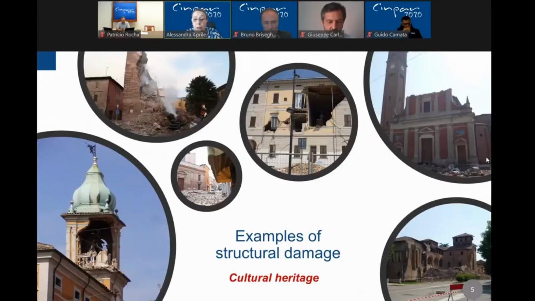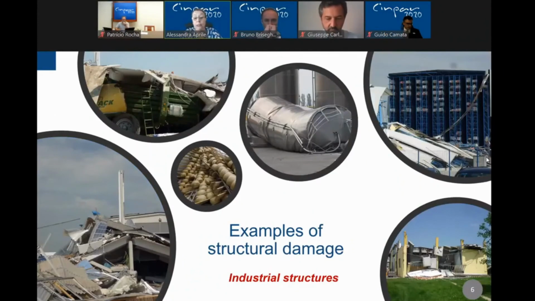In this slide, you can see some examples of structural damage of cultural heritage. You can see medieval towers and castles. You can see palaces and churches, including bell towers. And you can see here in the slide some examples of structural damage of industrial structures, not only reinforced concrete and steel industrial buildings, but also facilities and stocks.